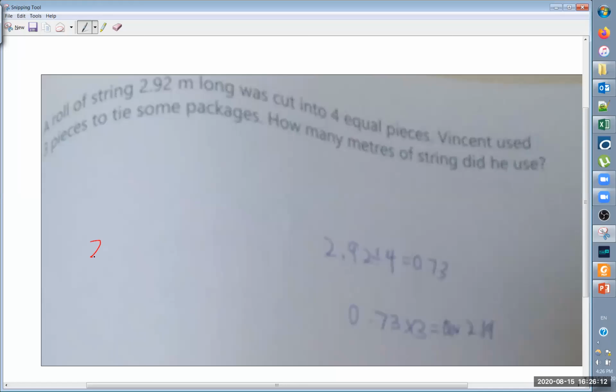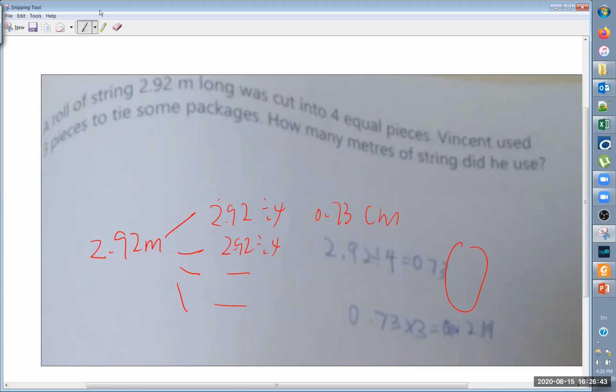So let's say you have 2.92 meters and you split it equally into 4. What is each? What's the operation? Divide by 4. Yes. So each is 2.92 divided by 4. That's why you get 0.73. What is missing? Unit. Is it cm or m? Always m. So it's 0.73 m each.